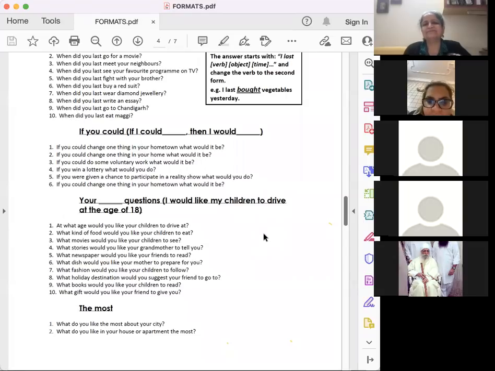Rukhya. Yes, ma'am. What kind of food would you like your mother to cook for you? I would like my mother to cook idli chutney for me. Okay. What fashion would you like your children to follow?